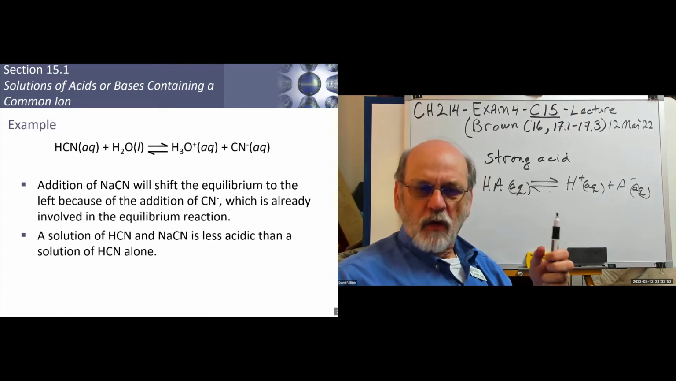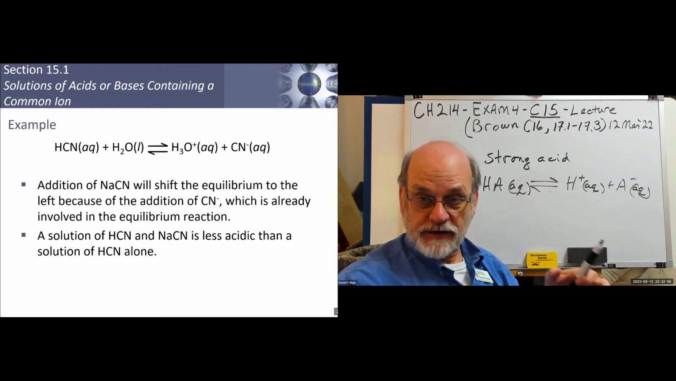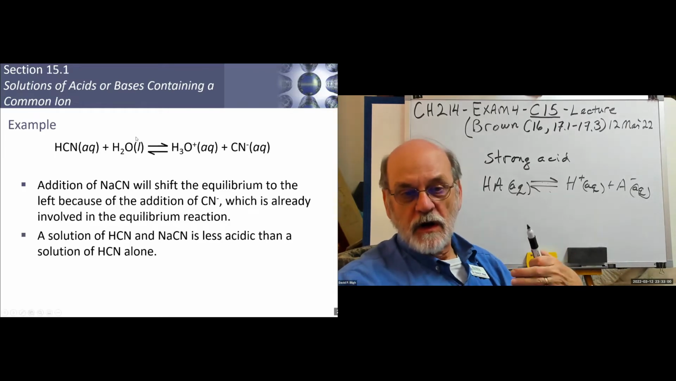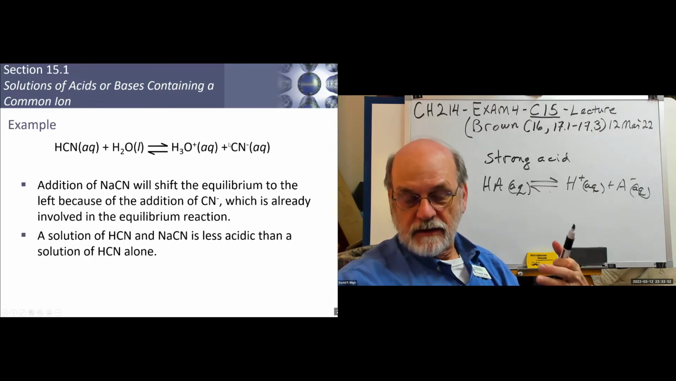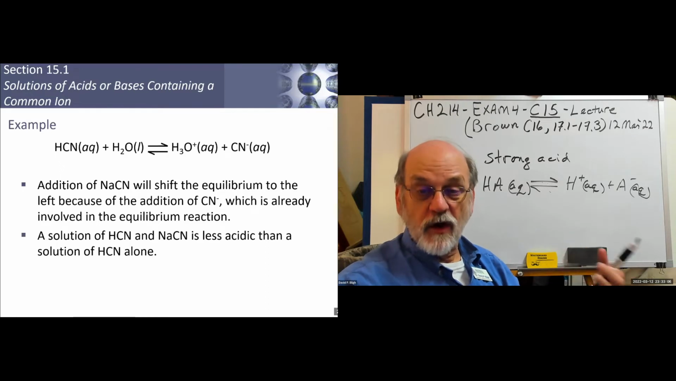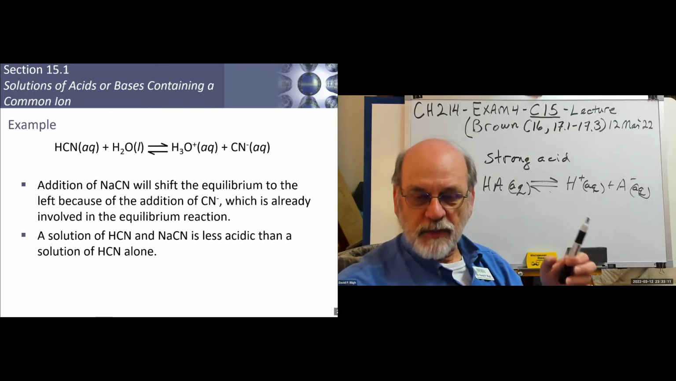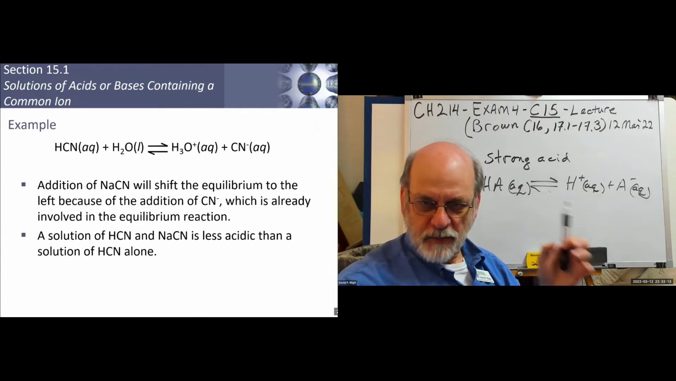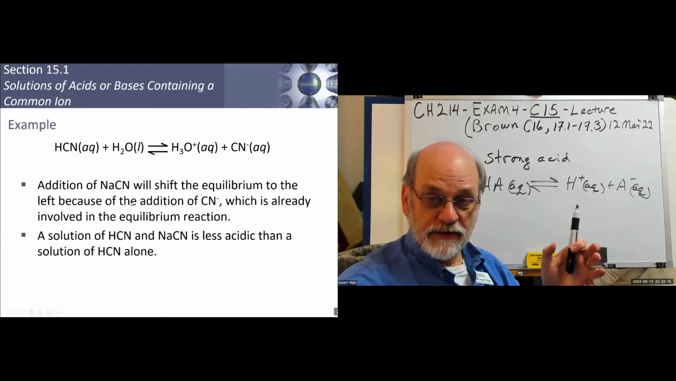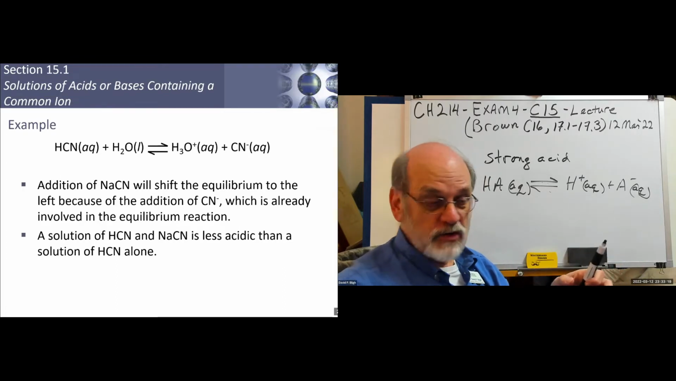Okay, what if we add sodium cyanide to this solution? Let's say in this scenario, we make up the acid and it's in pure water. And we already know how to calculate the pH from those conditions. But suppose we've prepared that solution and now we add sodium cyanide to the solution. Which way will the equilibrium shift?